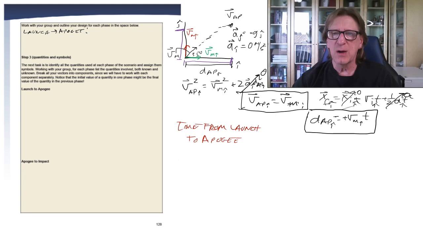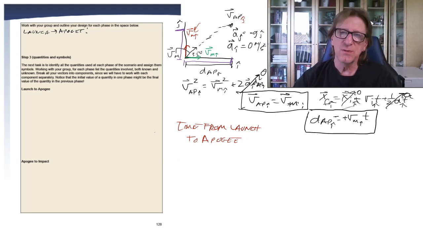All right, so I want to find, I know my velocities, right, in my vertical direction. I know my initial velocity is going to be my Vm j hat. And I know my final velocity is going to be V ap j hat. All right, so let's see if we can figure out what that is then.